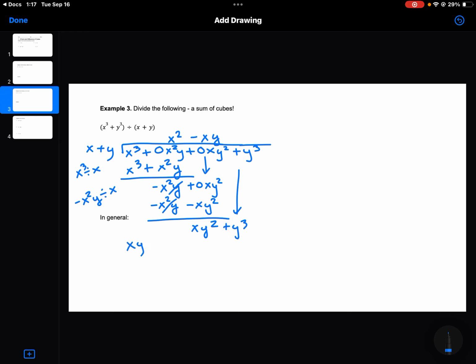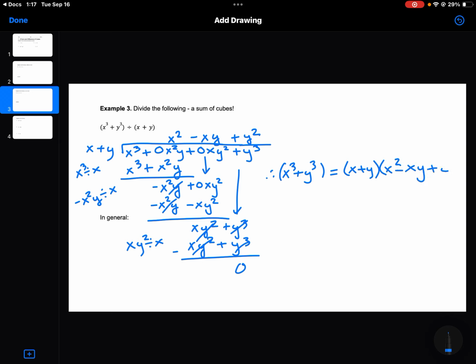Last polynomial division is xy squared divided by x, which is going to leave me with y squared. Multiplying back through gives me xy squared plus y cubed. Subtracting leaves me with 0, which makes sense. That is a factor. And that means that I can write x cubed plus y cubed as x plus y times x squared minus xy plus y squared.